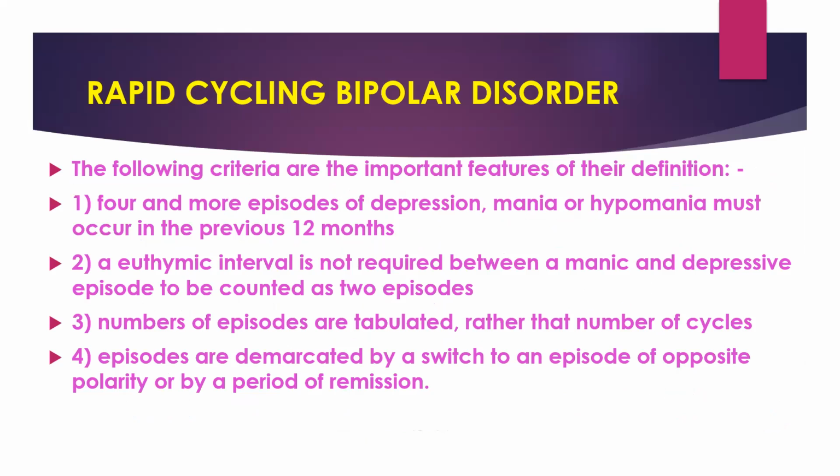Now, what is rapid cycling? Rapid cycling is defined on the following important features. First, there are 4 or more episodes of depression, mania, or hypomania that must occur in the previous 12 months. Second, a euthymic period between the manic and the depressive episode is needed to be counted as 2 episodes. Third, the number of episodes is tabulated rather than the number of cycles. That is, we count the episodes, not the overall cycle. Fourth, the episodes are demarcated by a switch to an episode of opposite polarity.